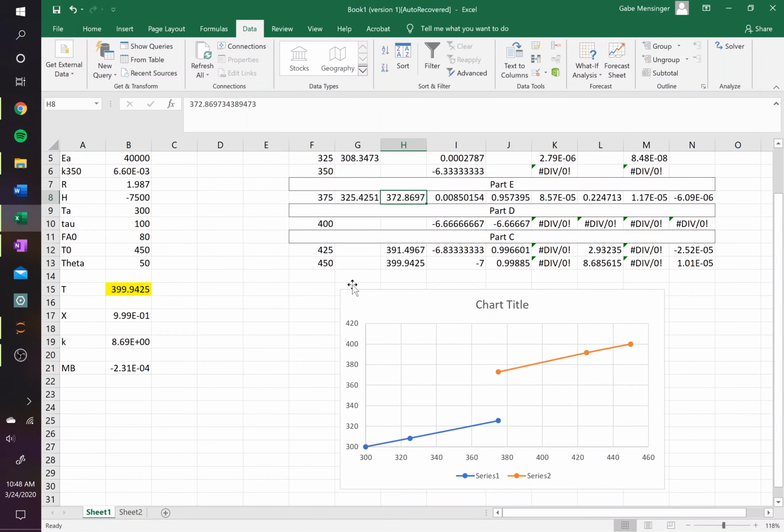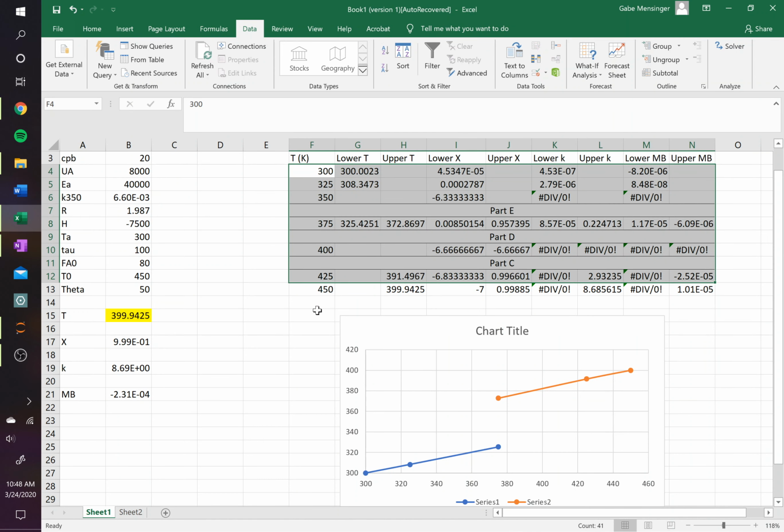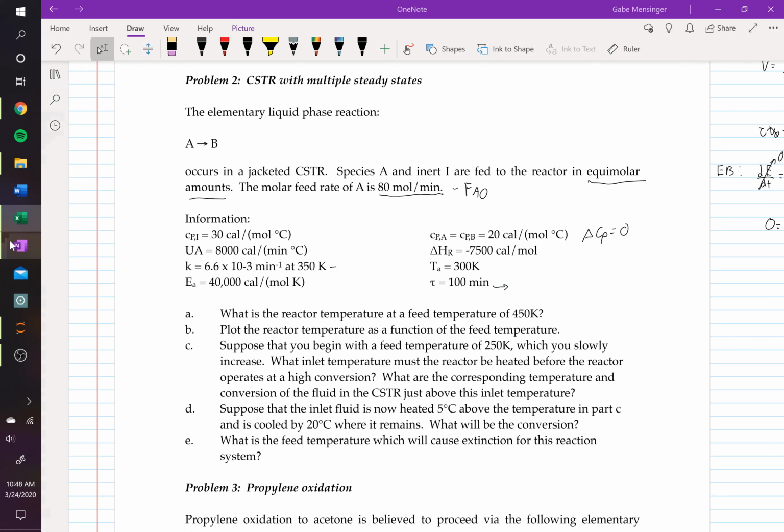So, and then again, 450, you guys don't really need to go higher than that, and you already solved for 450 over here, and then work your way down. And as I said, if you can find the values for these temperatures on the left side here, that would be sufficient for part B.